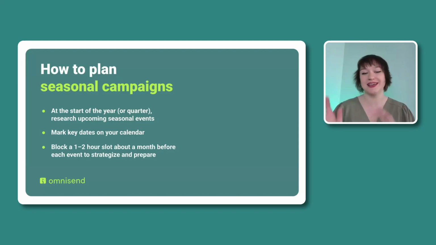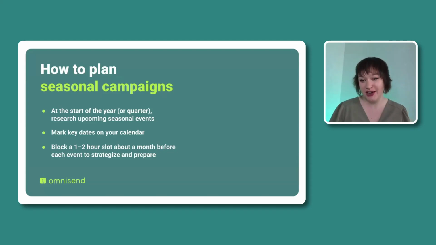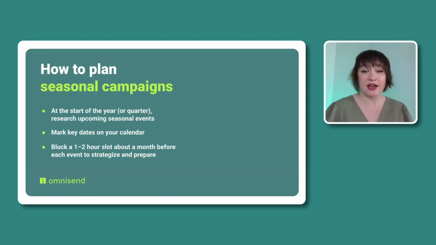And then this is, I guess, the most important part: blocking 1-2 hour slots about a month before each event to strategize and prepare. So this is not just planning, knowing that Easter will happen, but a month ago, really blocking that time. We know you're all busy, but after spending this 1-2 hours to create the campaign concept, the rest will go much more smoothly and you'll be less stressed.